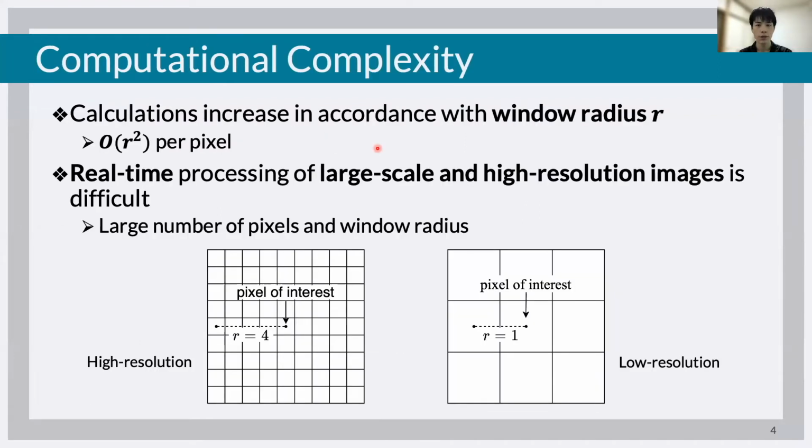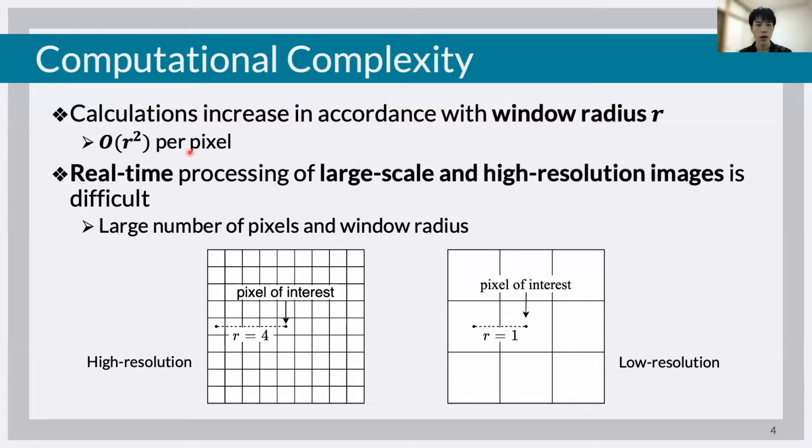Although this filter has wonderful properties, it has problems in computational complexity. This filter processes a window size of (2R+1) times (2R+1) pixels per pixel, where R is the window radius. So the complexity is big O of R squared per pixel, which means that if R, image height, or width is large, the complexity becomes heavy.